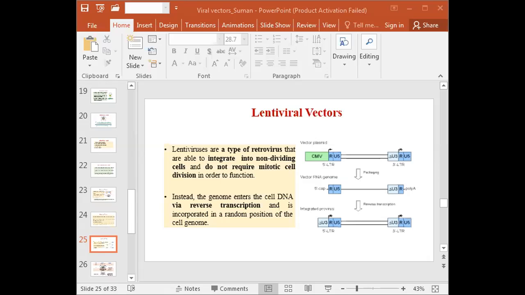The viral genome enters the cell as DNA via reverse transcriptase and is incorporated in a random position of the cell genome. So this is the drawback of lentiviral vectors. That's all about viral vectors.